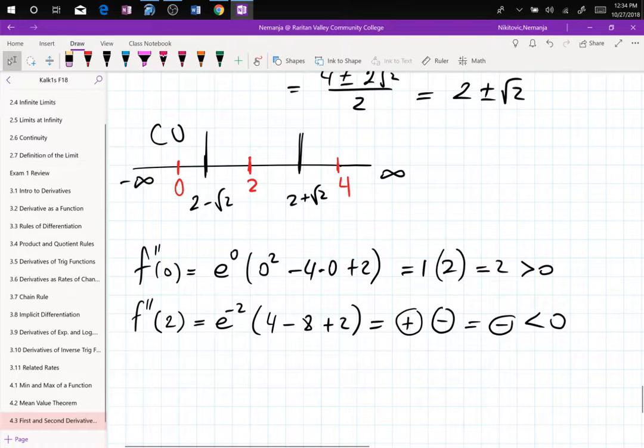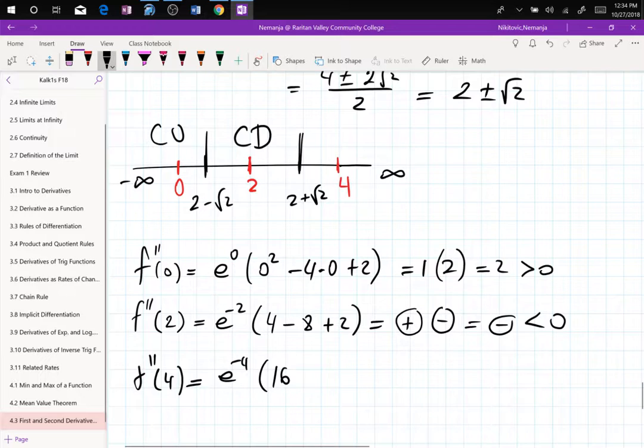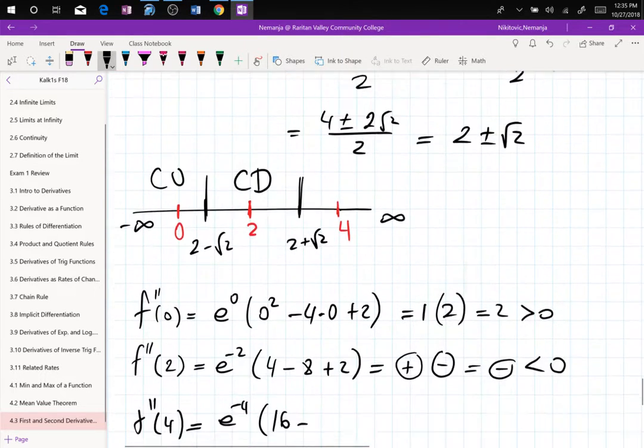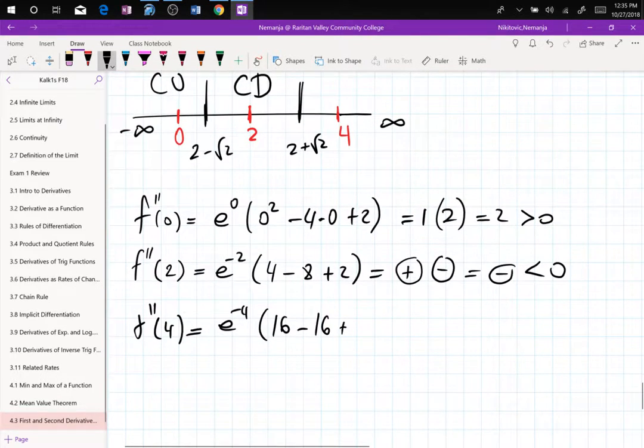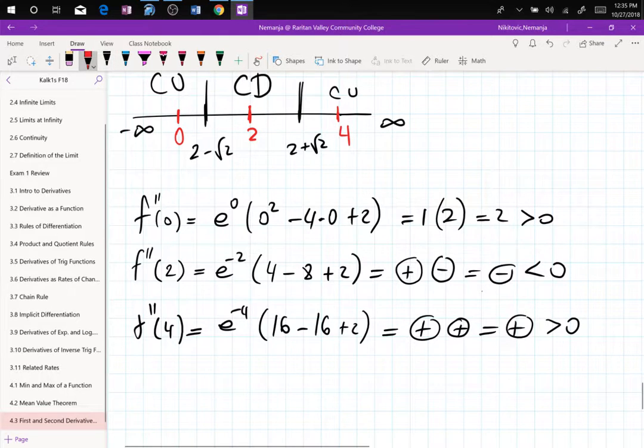Now, we have a concave down. And for number 4, in this case, I know it should be concave up again. So, f double prime at 4 is e to the negative 4 times 16 minus 16 plus 2, which is positive times positive, which is larger than 0, which is concave up. To finish this off, we write answer.